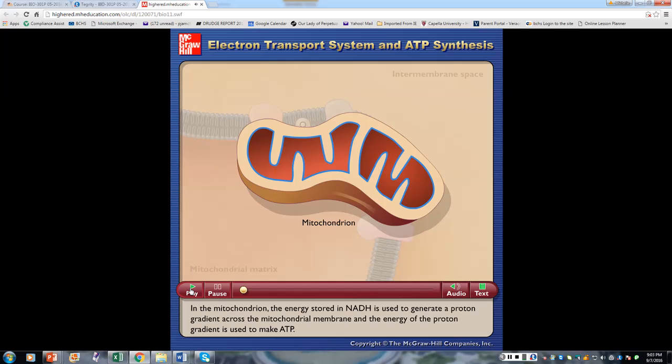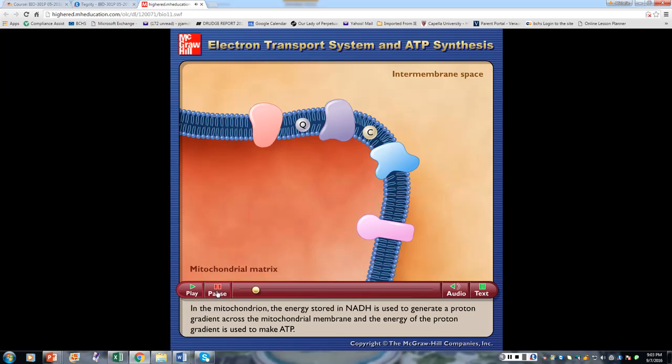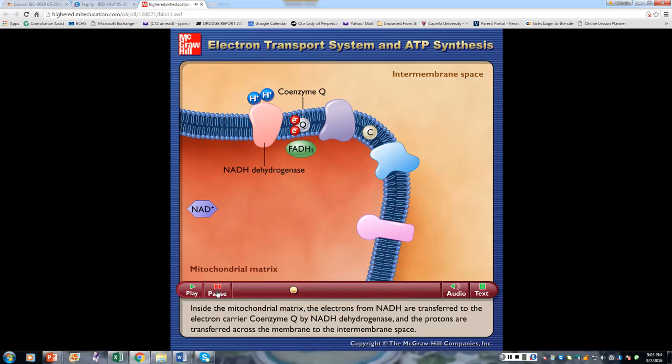In the mitochondria, the energy stored in NADH is used to generate a proton gradient across the mitochondrial membrane, and the energy of the proton gradient is used to make ATP. When glucose is oxidized during glycolysis and the Krebs cycle, the coenzymes NAD and FAD are reduced to NADH and FADH2. Inside the mitochondrial matrix, the electrons from NADH are transferred to the electron carrier coenzyme Q by NADH dehydrogenase, and the protons are transferred across the membrane to the intermembrane space.